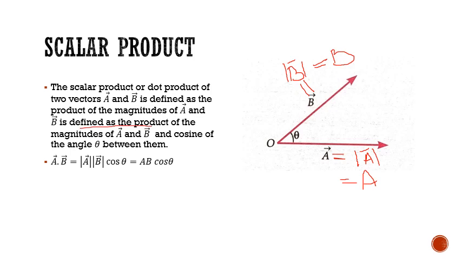So it is defined as the product of the magnitude of A bar and B bar and the cosine of the angle between them. So the angle between them is how much? Theta. Therefore, I can write the dot product A dot B is equal to magnitude of A, magnitude of B times the cos of the angle between them, or I can also write AB cos theta. Fine. Moving on.